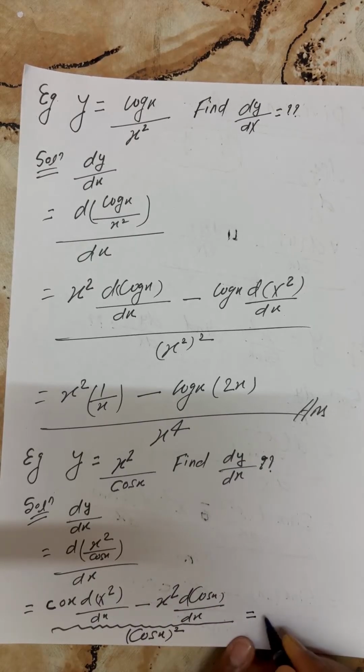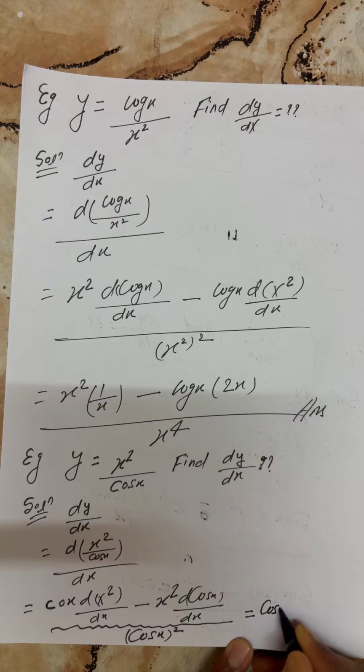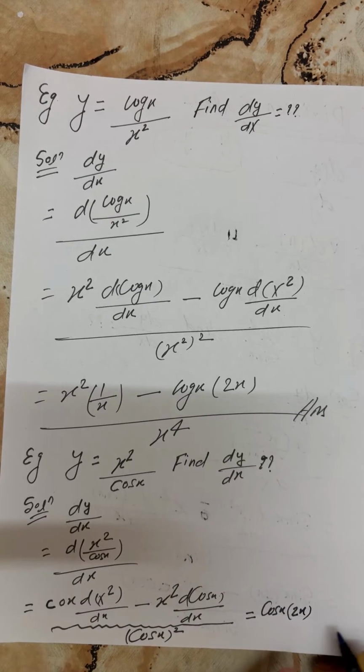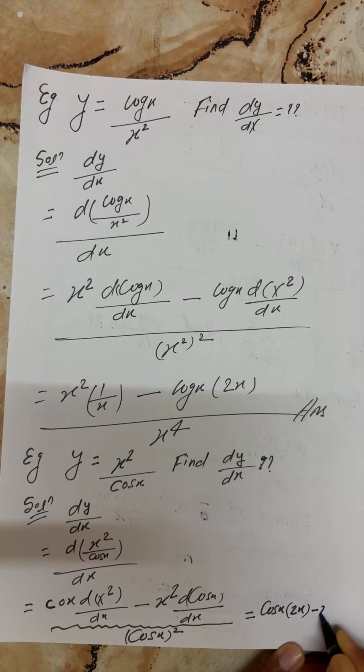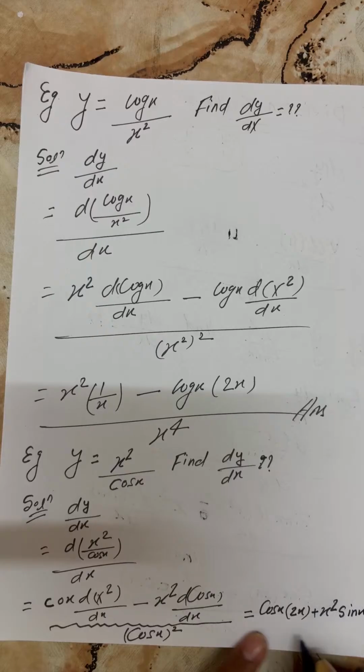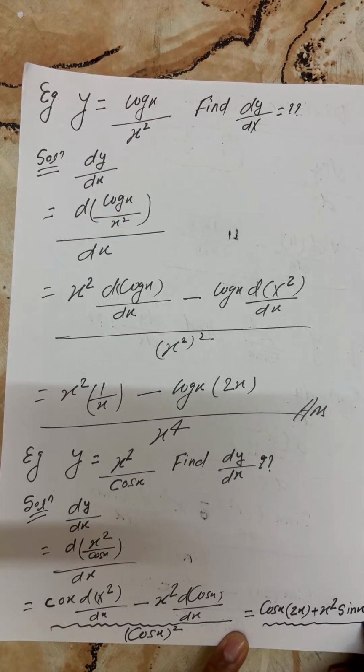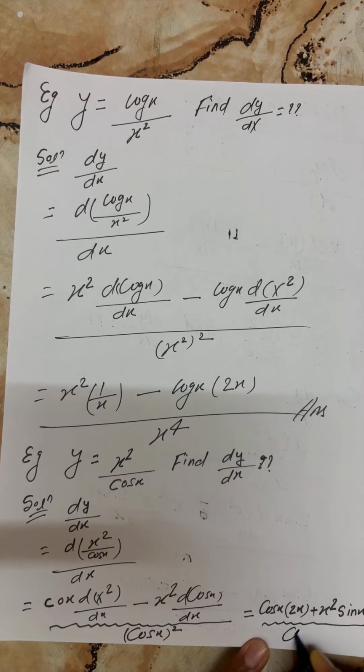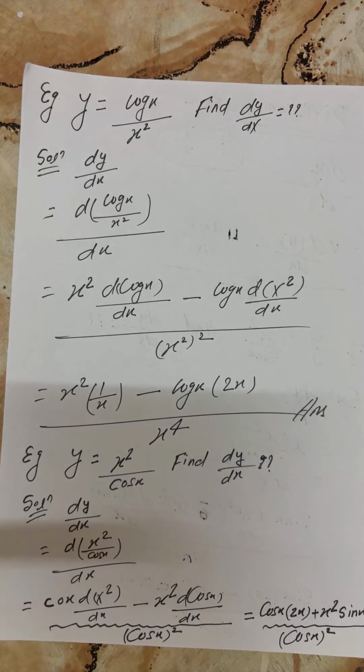So cos x remains the same. For x square, kids, this is 2x, minus x square times the differentiation of cos x, which is minus sin x, so minus plus. This is plus sin x, upon cos of x whole square. This is the answer for this question, kids.